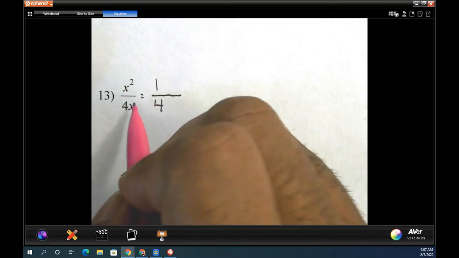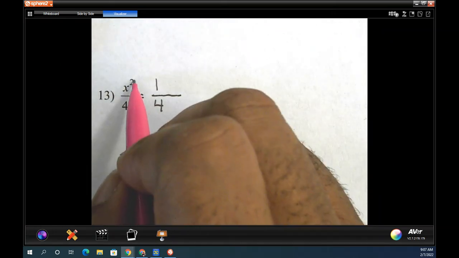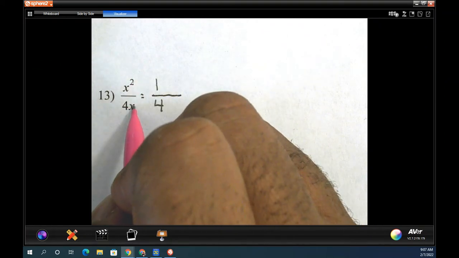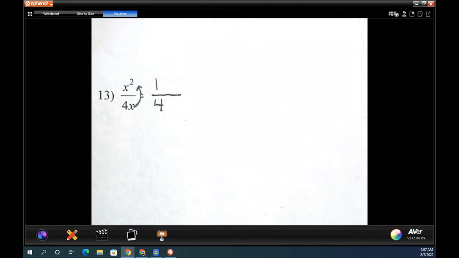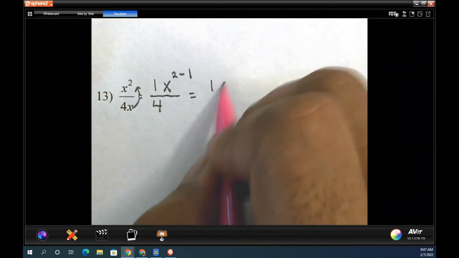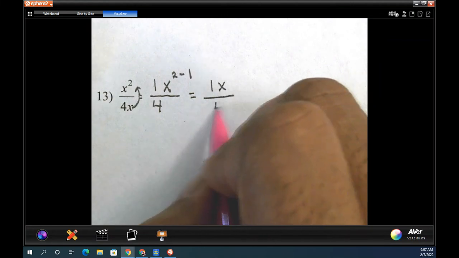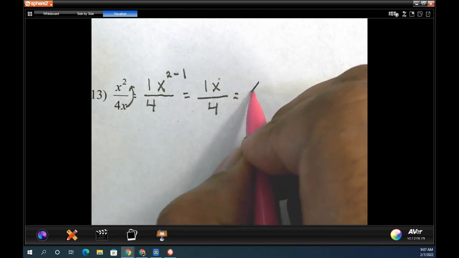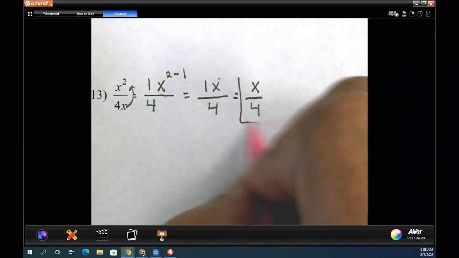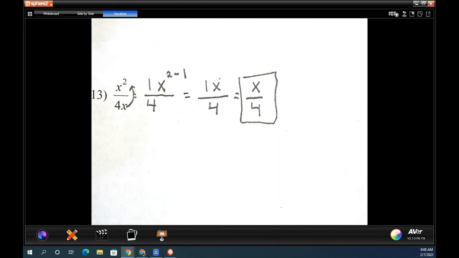Now, look at which power is bigger. What's bigger, 2 or 1? Which is the larger number? 2. So you're going to move this one up here. You always want to subtract where the larger number is. So this is x to the 2 minus 1. You're moving it up there. Okay. So here's the deal. 2 minus 1 is 1. 1x over 4. Remember, it's understood to be to the first power. But you don't have to write that 1. So it's just x over 4. There's your answer.